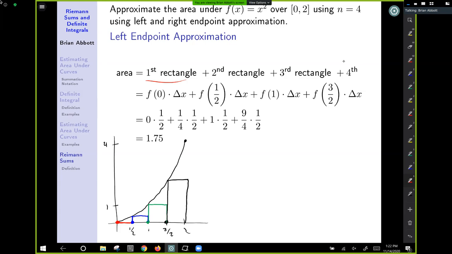What is the height of the function? Well, what's this point right here? That's f of 0. What's this point right here? Well, that's f of our input, 1/2.